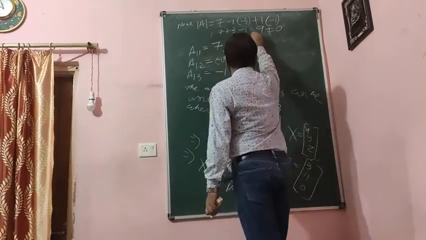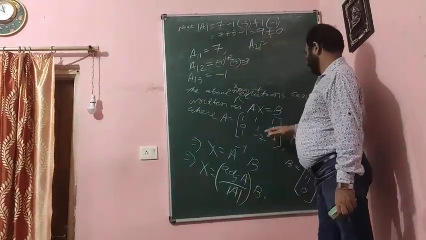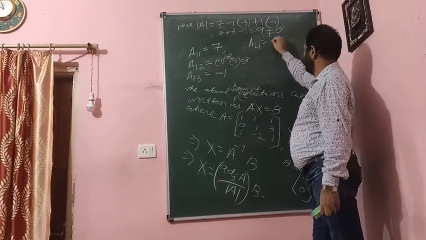Okay, here come to A21. Here how can you find A21? 21 meaning here 21, it is minus 1.